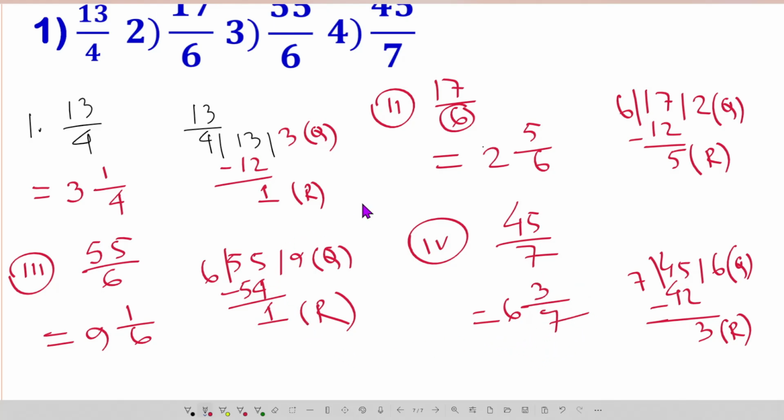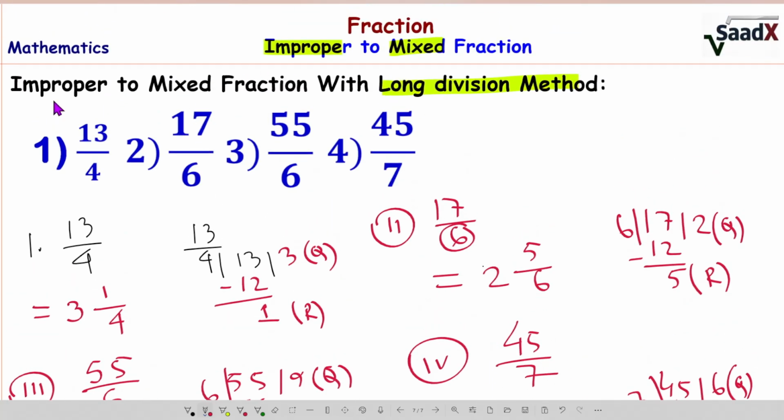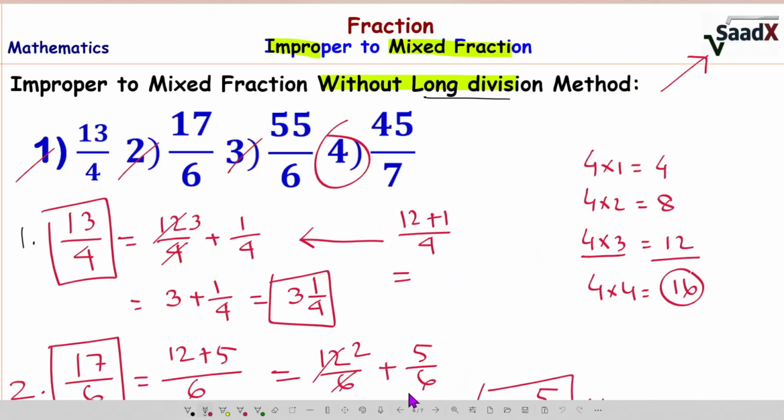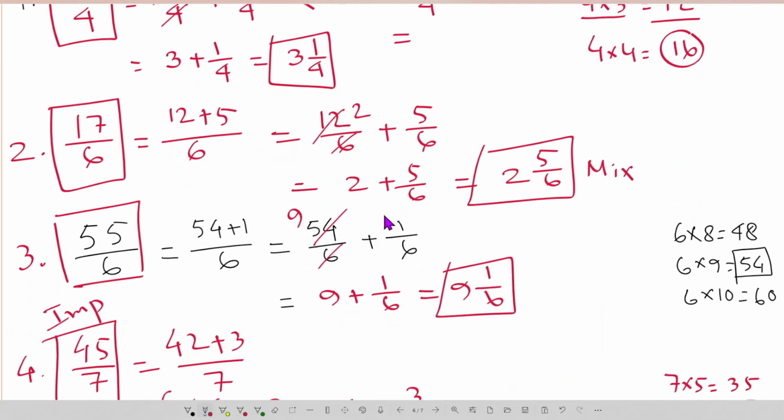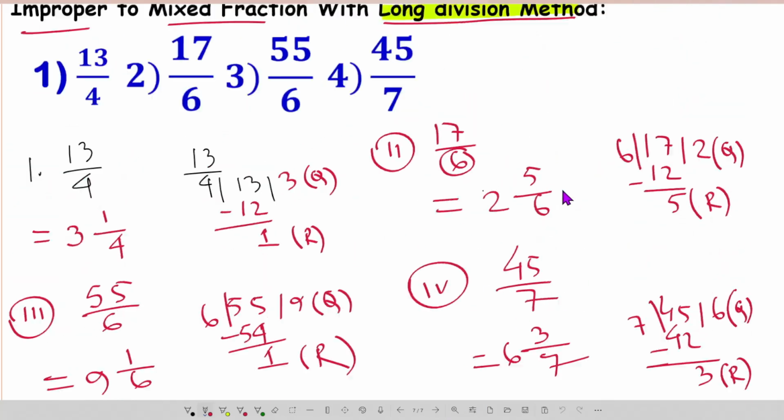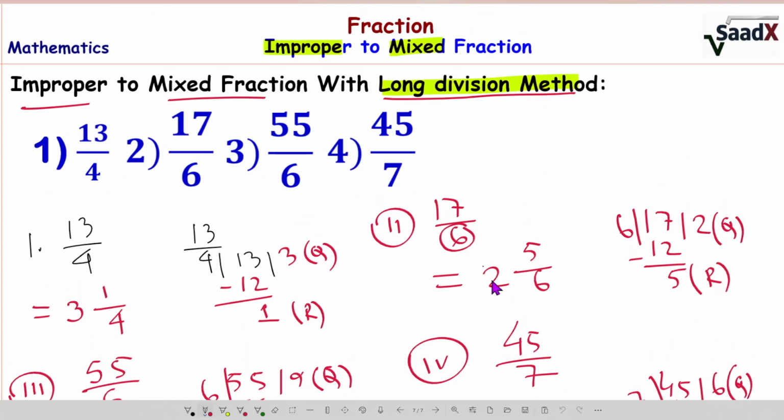In this format, you need a maximum of 2 to 3 minutes. It's not so hard but very important. Improper to mixed fraction by the long division method is a common practice around the world. In this video you can learn how to find the value of an improper to mixed fraction by the long division method, and in the earlier video you will find the method without long division. The result is the same, but the method is different. One is the division method, the other is without division.